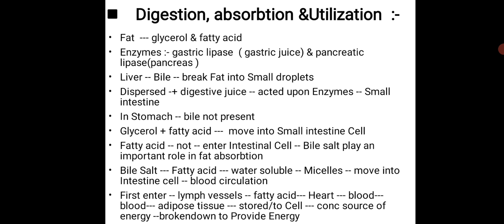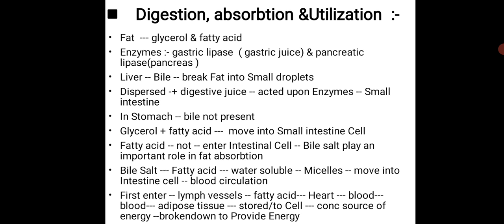In the stomach bile is not present, so the fat is not broken down, and that's why gastric lipase does not act on it. Then the glycerol and fatty acids move into the small intestinal cell. So as we eat food, nothing happens to the fat in the stomach. Then when it enters the small intestine, the bile secreted by the liver breaks the fat into small droplets. Then the pancreatic juice is also present in the intestine, which breaks the fat into even smaller droplets.